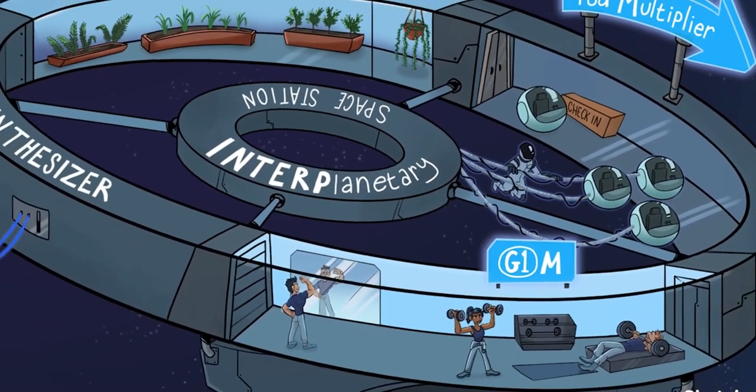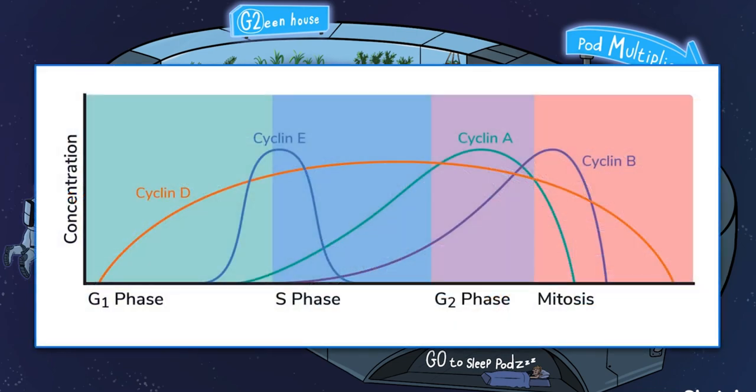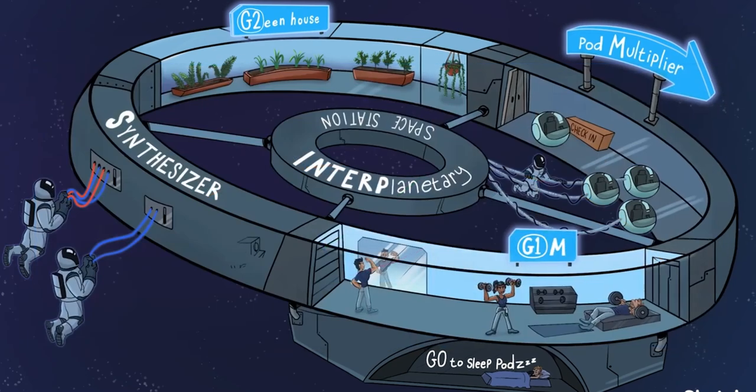Now that we've covered all the checkpoints, let's take a look at how this process is regulated at the molecular level. The main players are cyclins, cyclin-dependent kinases, CDKs, and tumor suppressor proteins. Cyclins are a group of proteins that control progression of the cell through the cell cycle. They're called cyclins because their concentrations fluctuate in a cyclical pattern depending on where we are in the cell cycle.